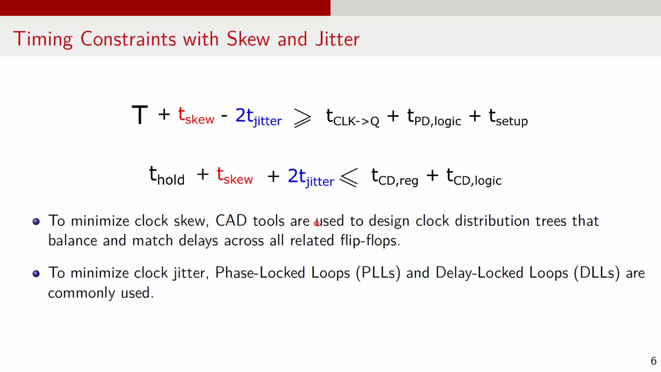Looking at these equations, it is clear that to reliably meet setup and hold timing constraints, clock skew and clock jitter must be minimized in the design. To minimize clock skew, CAD tools are used to design clock distribution trees that balance and match delays across all related flip-flops. These trees are carefully optimized to ensure that the clock signal arrives at each flip-flop as simultaneously as possible. To minimize clock jitter, phase lock loops and delay lock loops are commonly used. These circuits help stabilize the clock signal and reduce timing variations caused by noise, power supply fluctuations, or temperature changes.